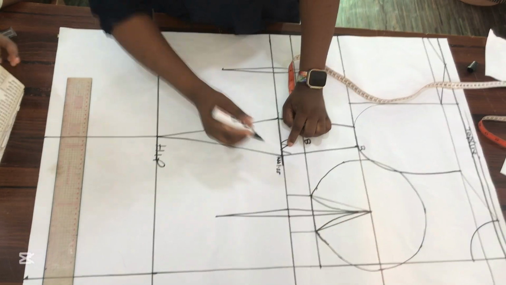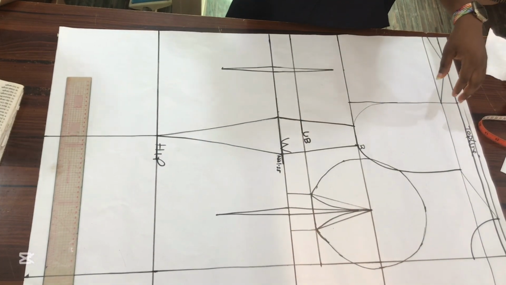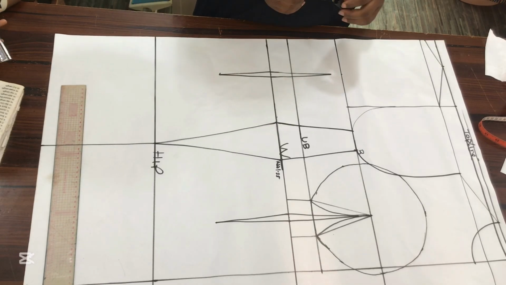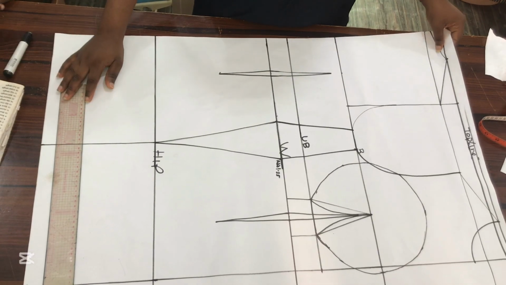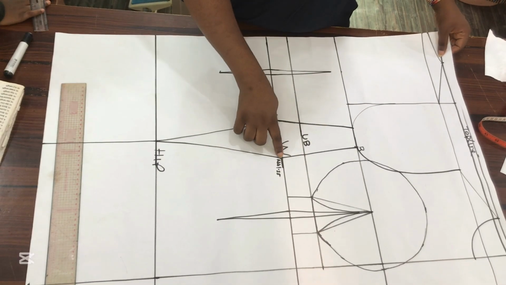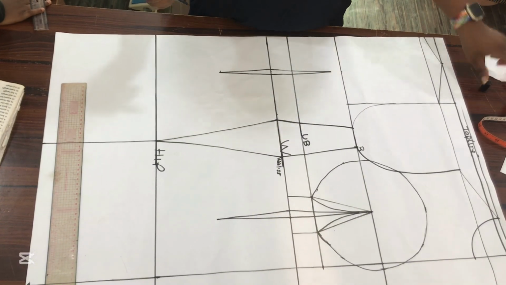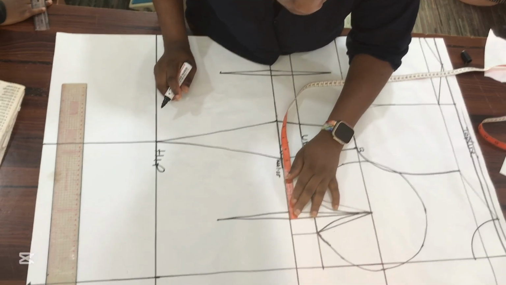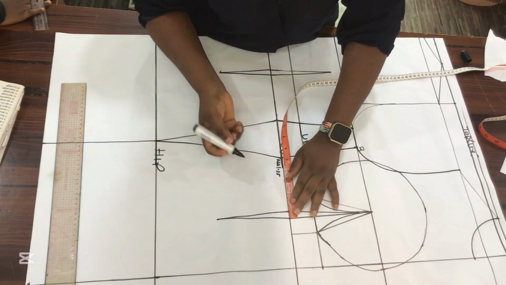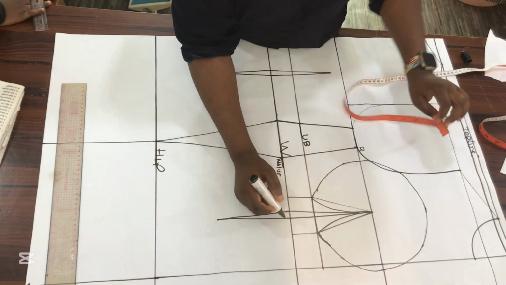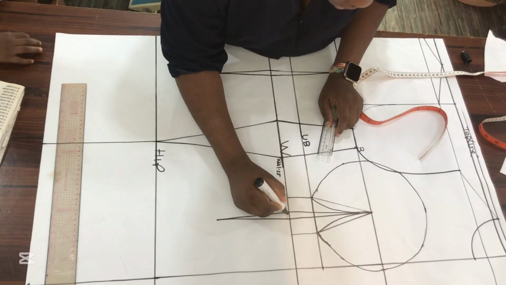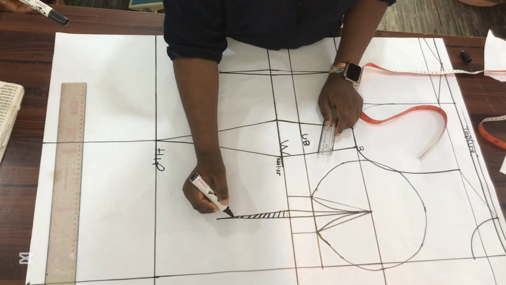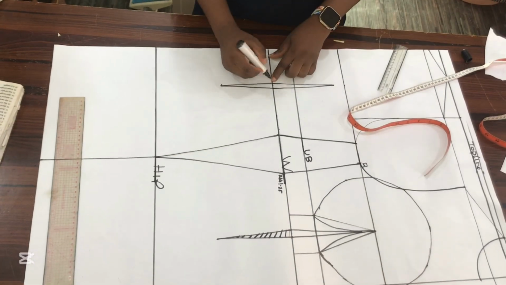I'll be doing that later, but just for the sake of this video, I'm just going to connect it to the waist. So I'm not going to be needing the dart for the skirt. So what I'm going to do is I'm just going to mark it out, to indicate that I won't be needing the dart. I'm going to be cutting out the dart.